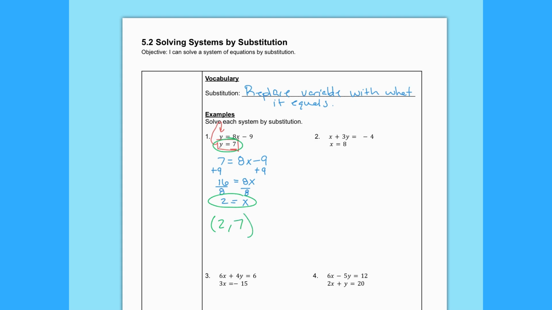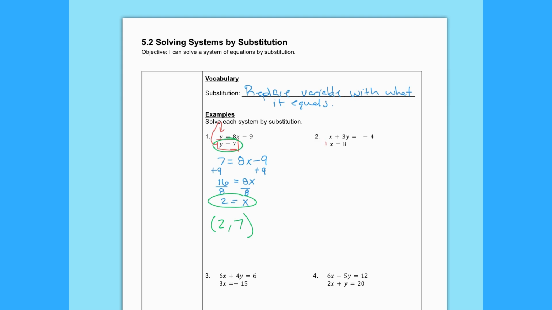And if we remember from the last lesson where we solved by graphing, the answer is where these two lines cross. So if we were to picture these two graphs, they would cross at the point 2, 7. Or that means that algebraically I can plug in the point 2, 7 and it's going to work for both of the equations. Number 2 is set up the same way.